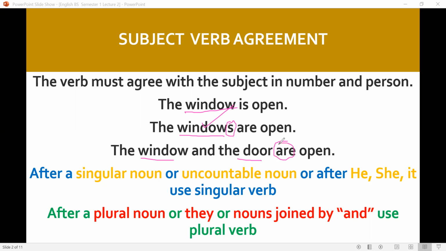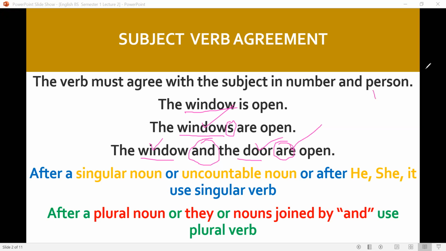This is the thing which we have to learn: two subjects, one and two, become two and are joined with and. If two subjects are joined with and, they become plural. So a plural verb is used with them. Window and door, two subjects joined by and, become plural. So, plural verb.